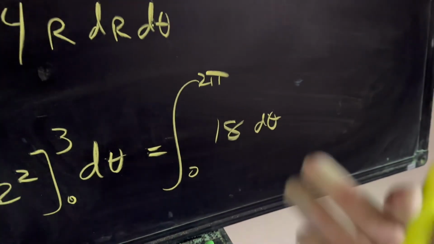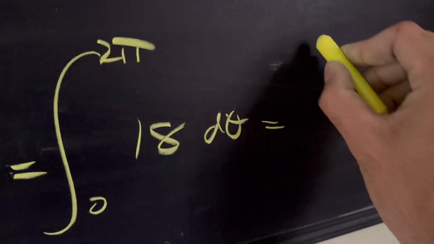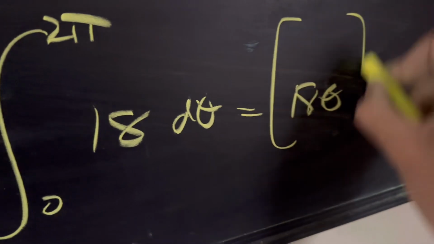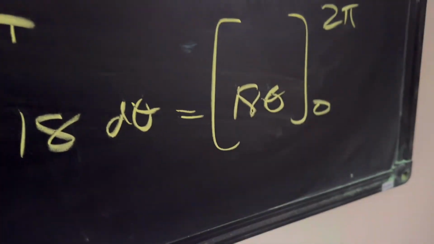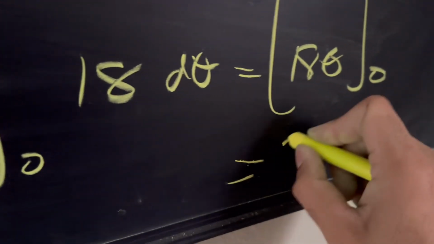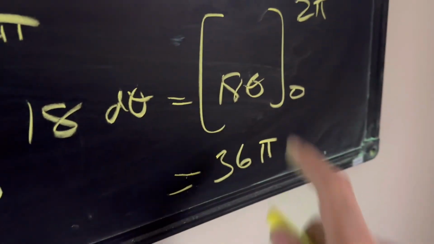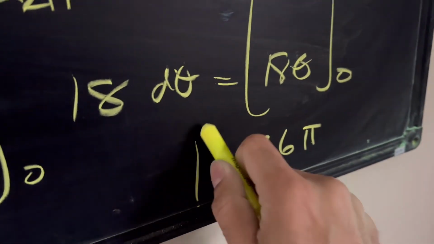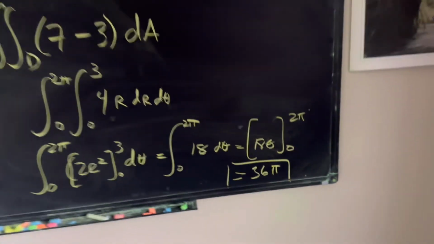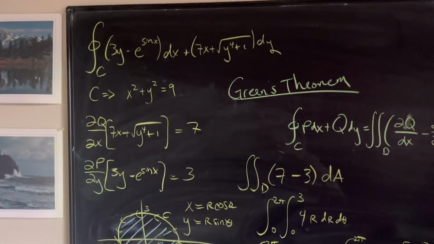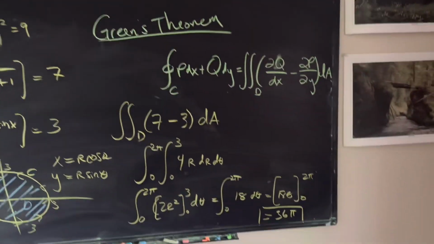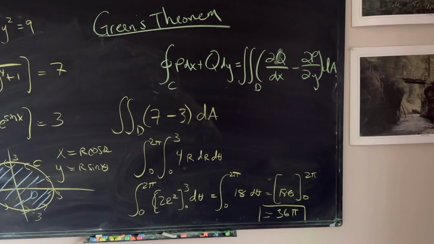And now we just go ahead and integrate this. Very simple. We have 18 theta from 0 to 2 pi. Plug in 2 pi, we get 36 pi, minus when you plug in 0, that's just going to be 0. And this right here is the line integral for the vector field for this function right here. And we solved it using Green's theorem. And I think that's pretty nice.